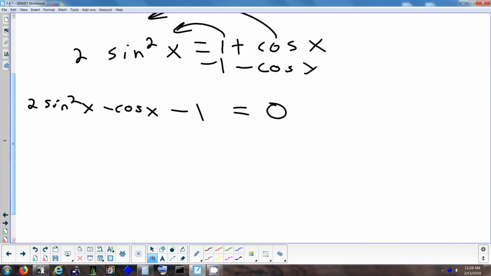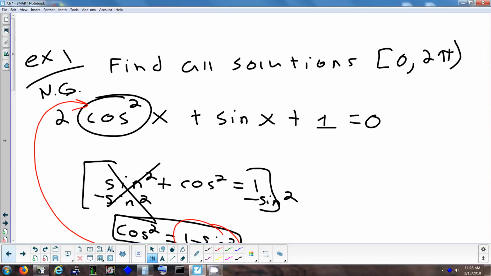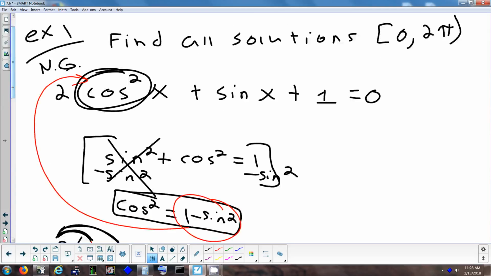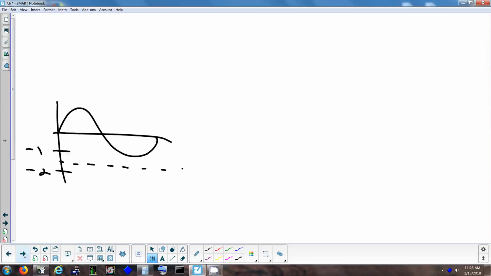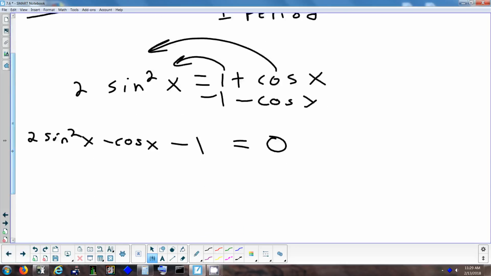Change what? We want to change something. Cosine. Cosine is okay. In the last problem, we changed the thing that was squared. So in this problem, do the same thing. Change the thing that's squared.